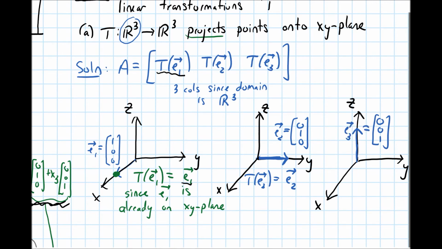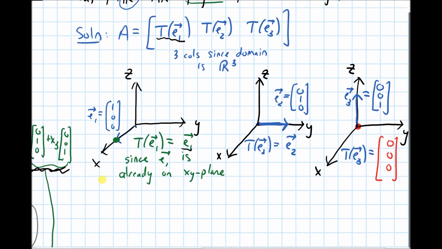But what happens to that vector? What is T of E3? What is the projection of E3 when I project it down onto the xy plane? So this one is going to go somewhere. So here's the tip of E3. And if I project that down onto the xy plane, it's going to end up straight underneath, down here at the origin. Okay, so when I project E3, it goes straight down and just becomes where the origin is, and that's 0, 0, 0.